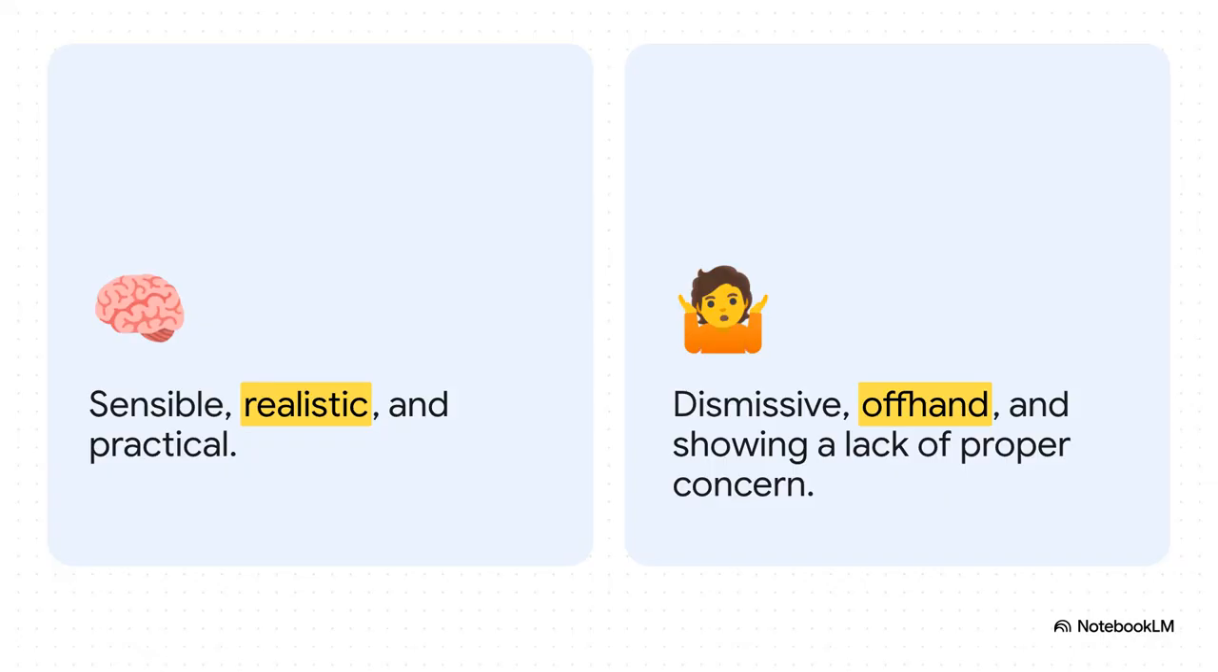Okay, let's talk attitude. Here we've got two polar opposites. A pragmatic approach is all about being sensible, realistic, what actually works in the real world. But a cavalier attitude? That's the opposite. It's dismissive, careless, like you just don't care. On test day, you definitely want to be pragmatic, not cavalier.